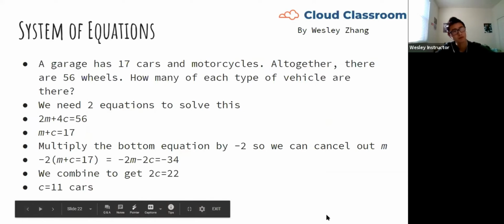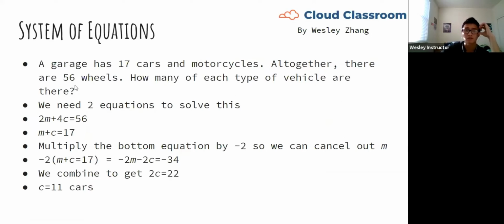Time. All right, a garage has 17 cars and motorcycles. Altogether, there are 56 wheels. How many of each type of vehicle are there? So we need two equations. We need to find two things. We need an equation for how many cars and motorcycles there are together, and how many wheels there are together. So the wheels equal 56 and the vehicles equal 17.